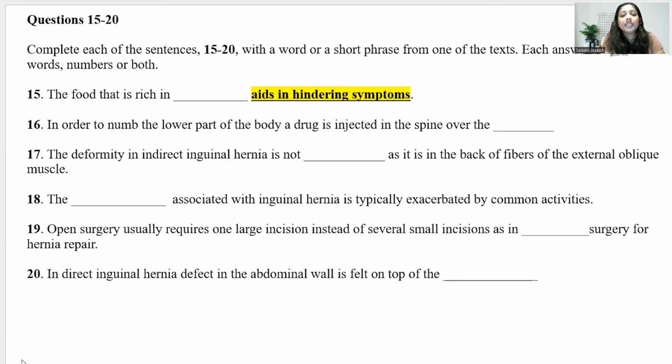Okay, 20. In direct inguinal hernia, the defect in the abdominal wall is felt on the top of the dash. Not indirect inguinal hernia, it's direct inguinal hernia. Defect in the abdominal wall is felt on top of the dash.